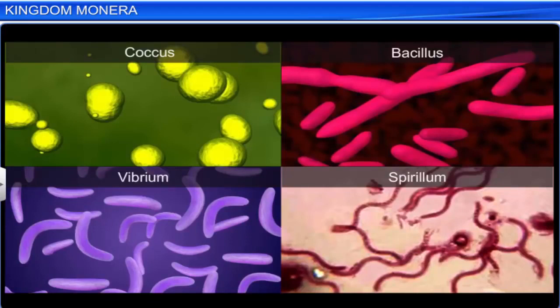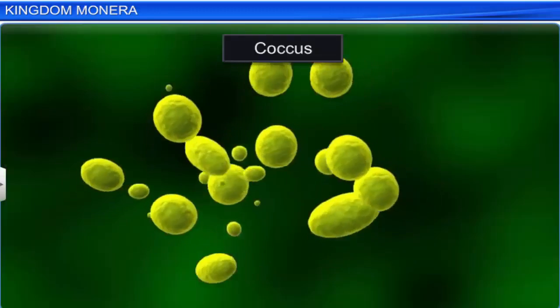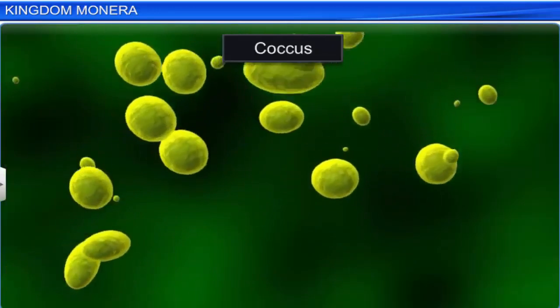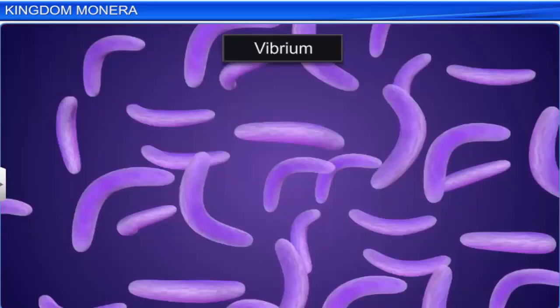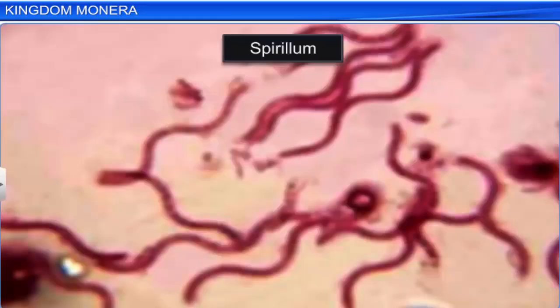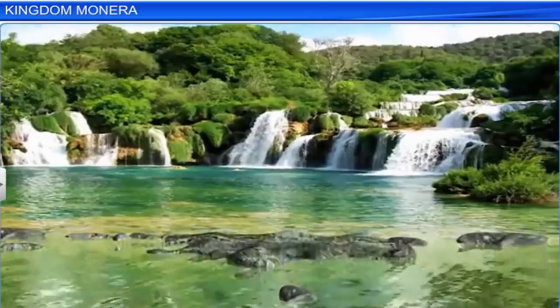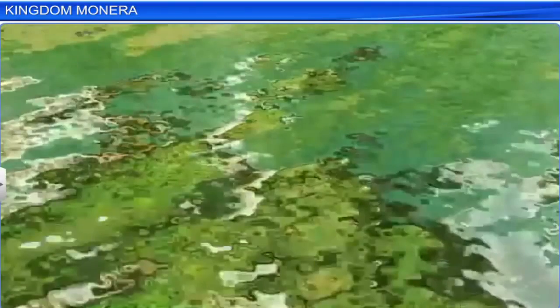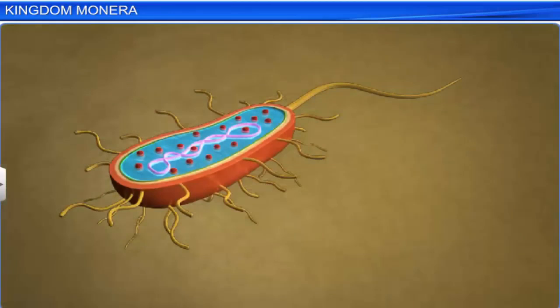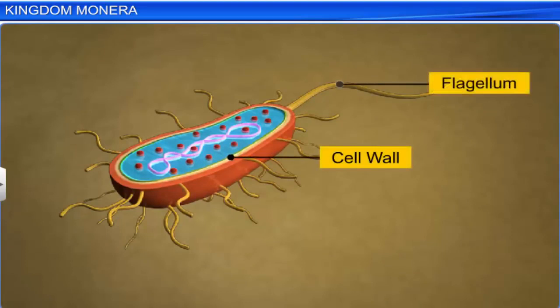Based on their shape, bacteria can be classified into 4 types: the spherical coccus, the rod-shaped bacillus, the vibrio, which is in the shape of a comma, and the spiral spirillum. There are thousands of different eubacteria or true bacteria. They are characterized by the presence of a rigid cell wall and, if motile, a flagellum.